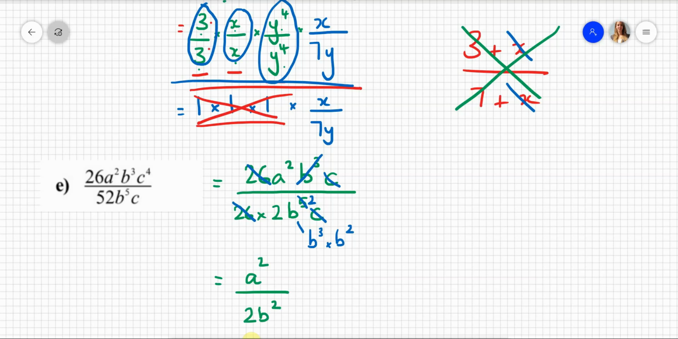Except what have I done wrong, everyone? I've missed off the c to the 4 at the end, haven't I? So that would actually be a c to the 4 there, which means this bit will turn into a 3. So correcting my own answer, I'll have a squared c cubed over 2b squared. There we go.